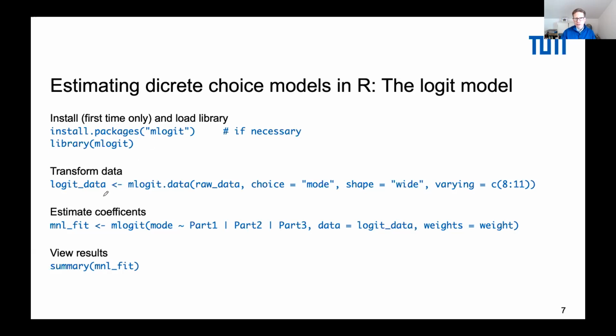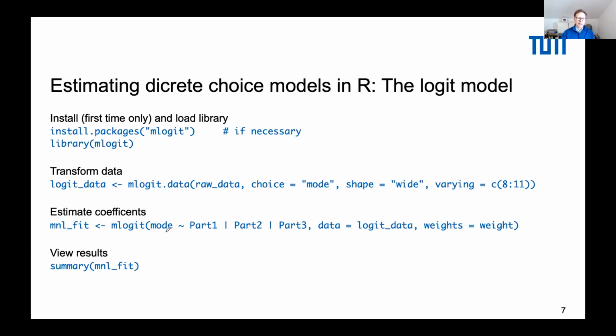There's a first step where you need to transform data. This is the command mlogit.data, and we're going to go through what exactly goes into this when we look at the code. Then there's one step to estimate the coefficients. Remember, here we had lm for regression analysis. If we do a logit model, we do mlogit. And this is showing essentially what we saw on the previous page.